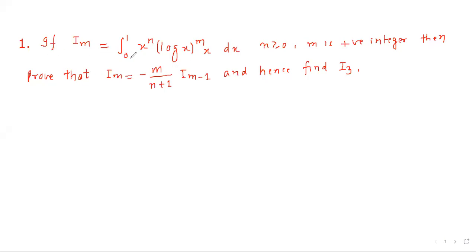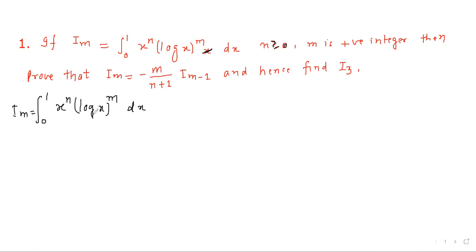If I_m equals the integral from 0 to 1 of x^n (log x)^m dx, where n is greater than or equal to 0 and m is a positive integer, then prove that I_m equals minus m upon n plus 1 times I_(m-1), and hence find I_3. So we write I_m equal to the integral from 0 to 1 of x^n (log x)^m dx.